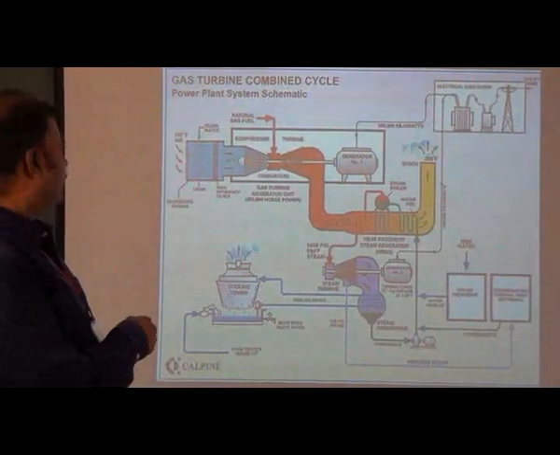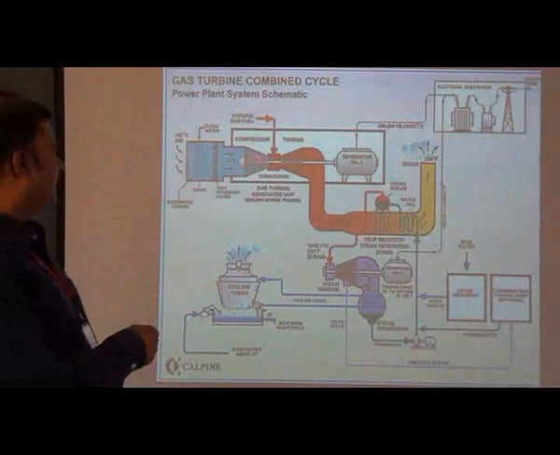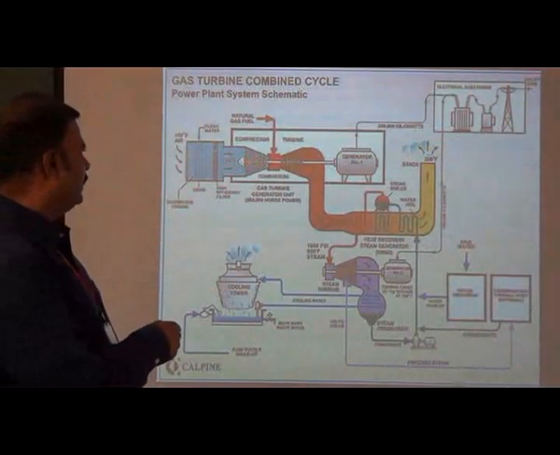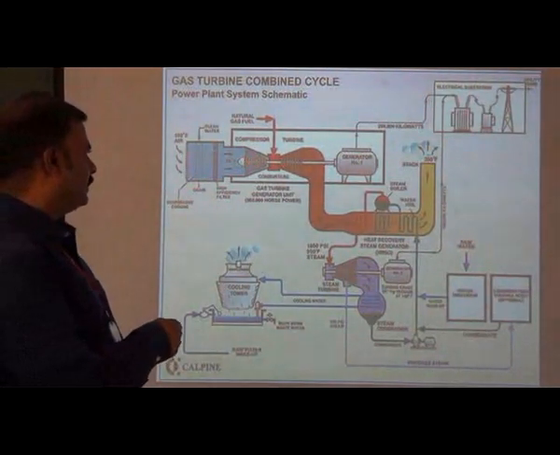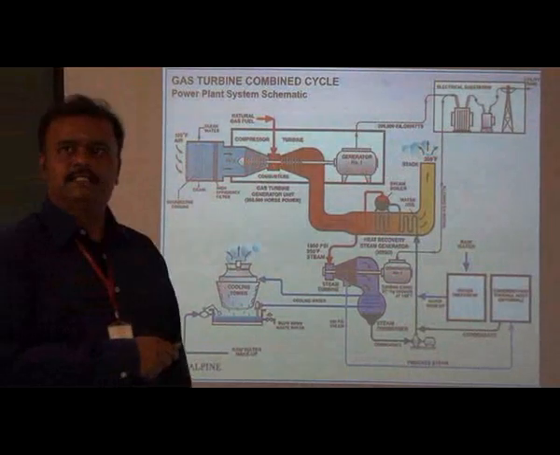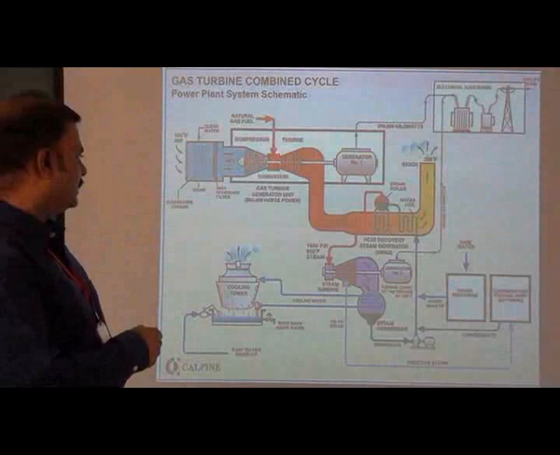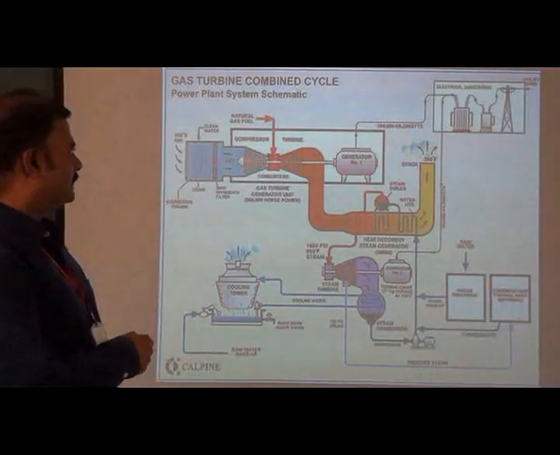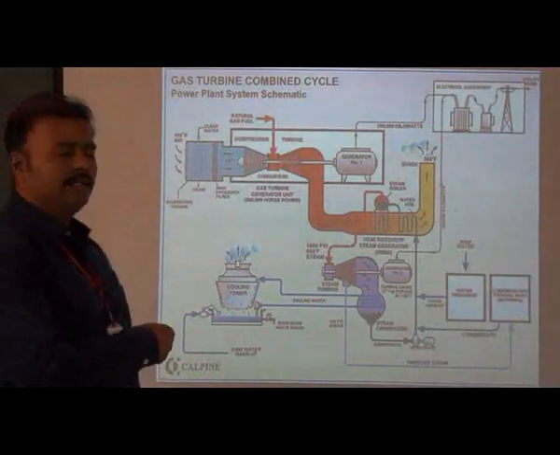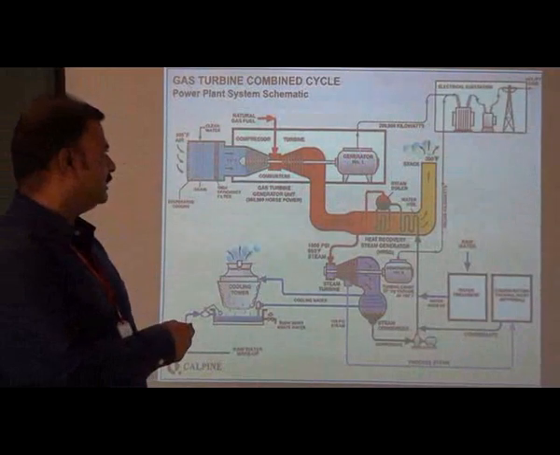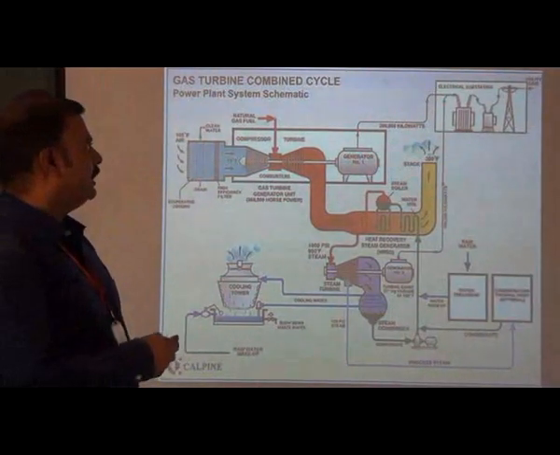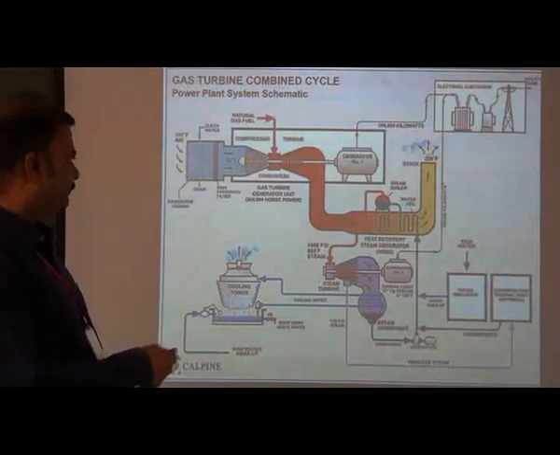The air is cleaned in the filter and then it is compressed in the compressor. In between that, a combustion chamber is used. Normally natural gas is the fuel used for this gas turbine power plant. After combustion, the combustion products are passed through the turbine. The turbine is coupled with the generator so that electricity is produced. The amount of electricity is also given here.